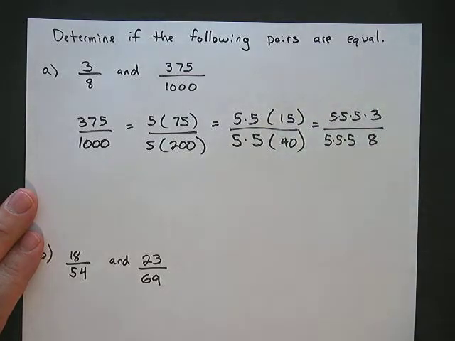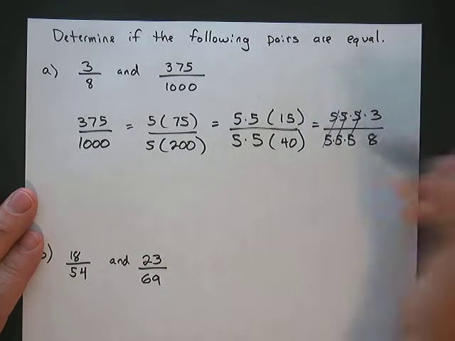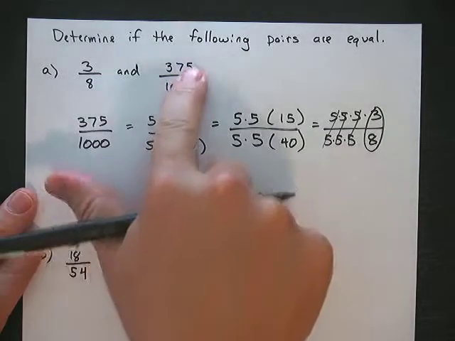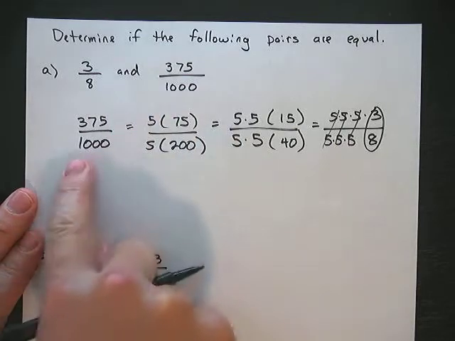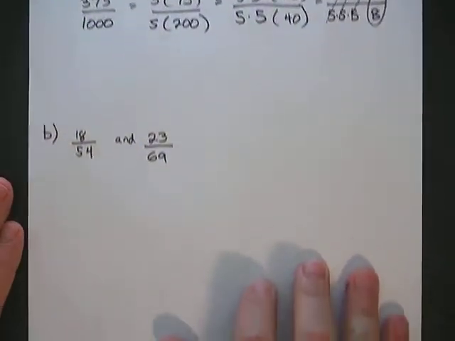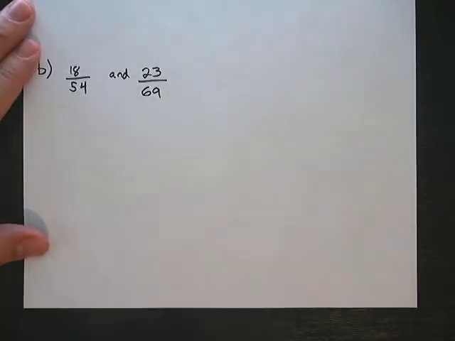Now, just like last time, since we've got this completely factored, we can reduce all those terms, and what do we get? We get a 3/8. So determine if the following pairs are equal. Is 3/8 the same as 375 over 1,000? Well, yes it is.